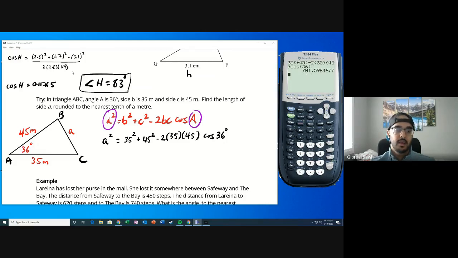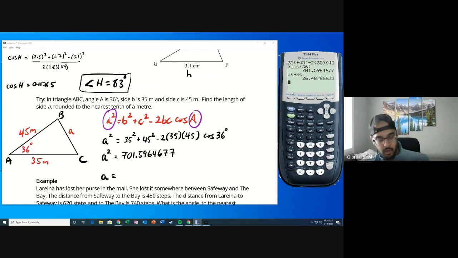Now that doesn't make sense, that this side length would be 701, comparing it to the other ones. So just remember that you've solved for a squared: 701.5964677. So in order to get a, please make sure that you square root both sides. You can square root the entire answer by pressing second, the negative button. That will give you your previous answer that was on your screen. Hit enter. 26.5, since we're going to the nearest tenth of a meter. So 26.5, and that's meters. There's side length A.